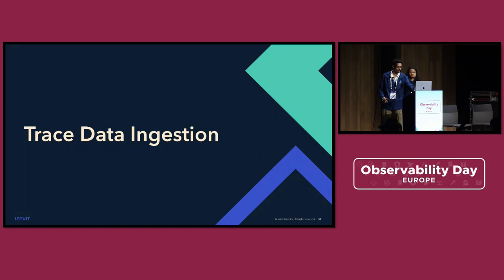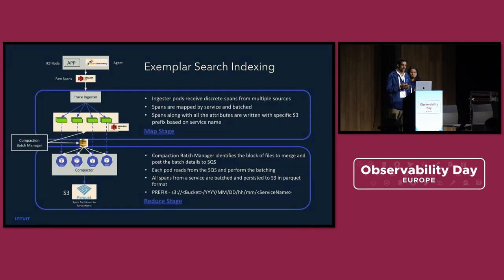So let's quickly look at how data ingestion is done. For example, if you look at trace ingester, trace ingester is a set of stateless pods. So they scale in and scale out based on traffic that is being received, and the trace ingester would group the data based on the service name and then write one file into the S3. So for each service, a file would be generated by each of the trace ingester pod.